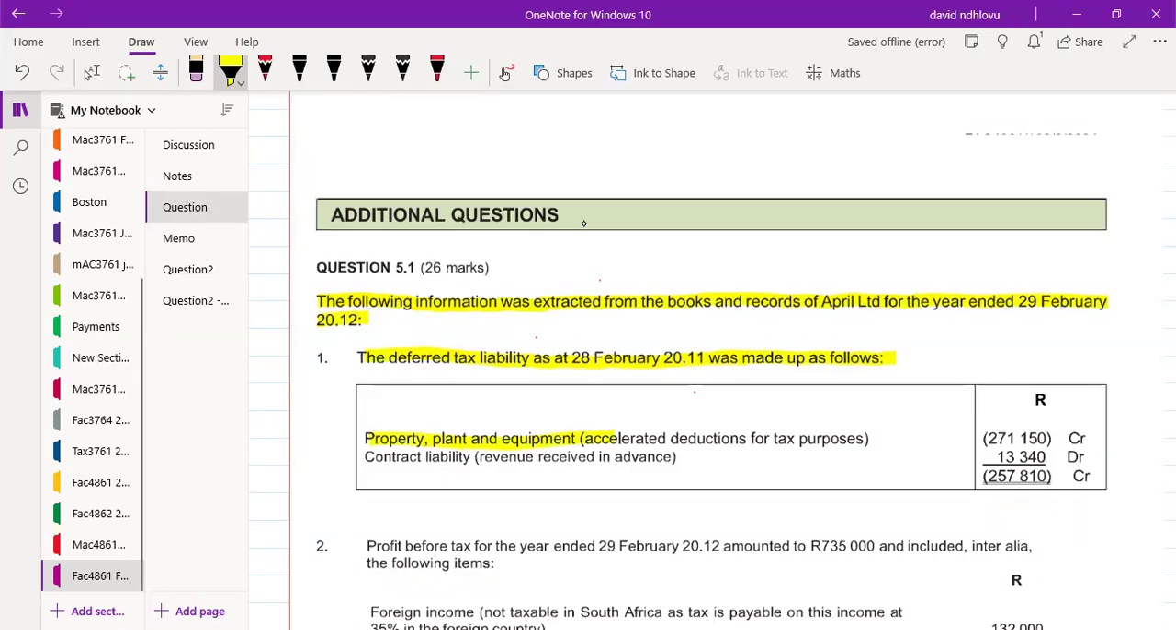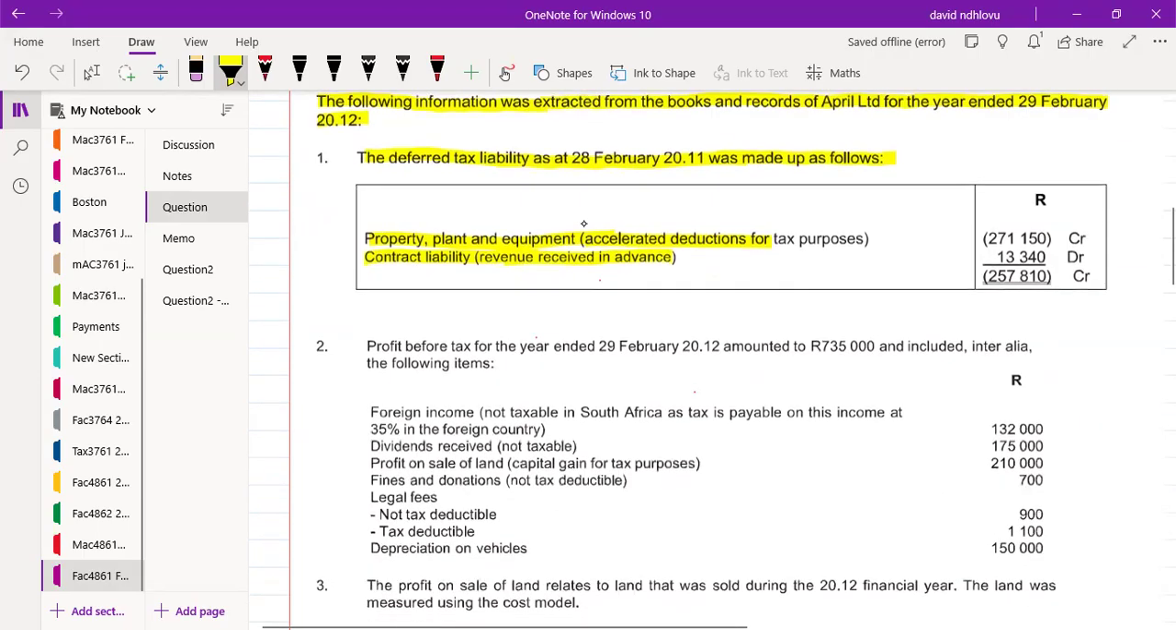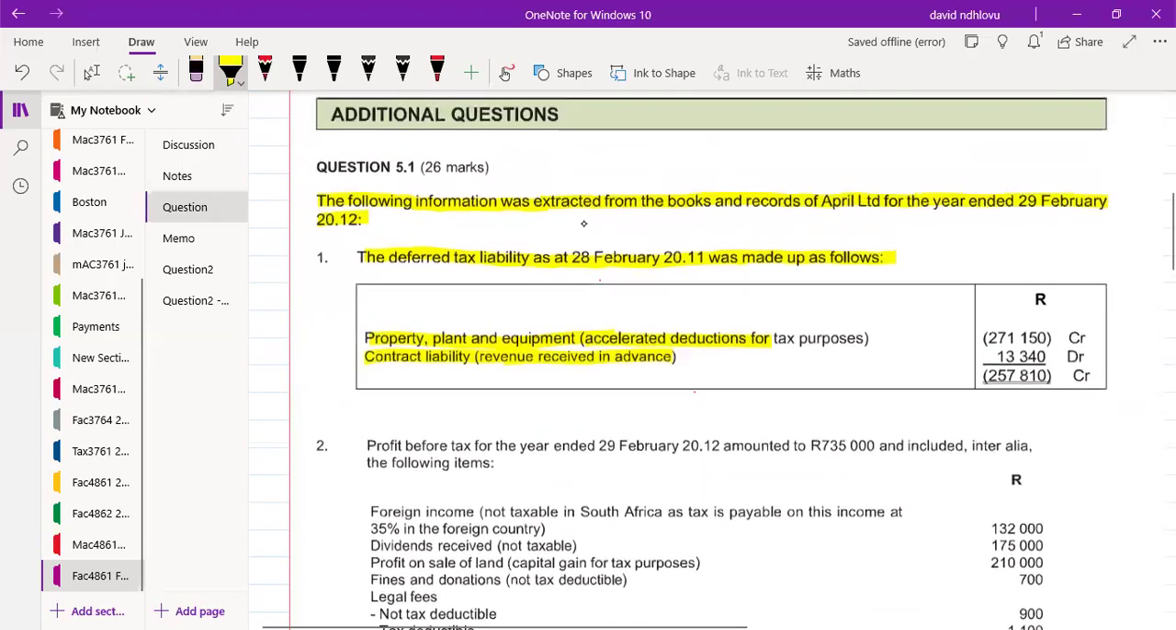It was made up of property, plant, and equipment, where there was a temporary difference, and contract liability, revenue received in advance. So it means the company has been in operation, and we have the figures that made up the deferred tax calculation of the prior year. So we need to calculate for the current year and then compare with the prior year.